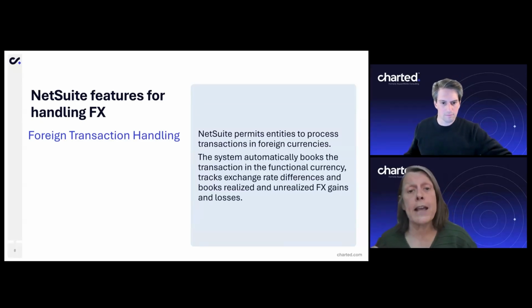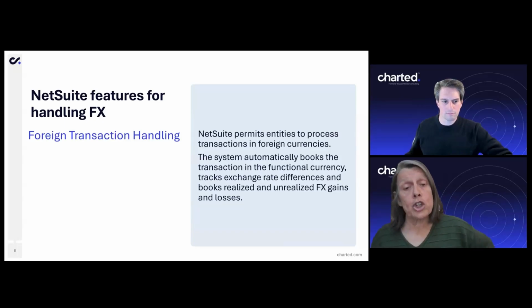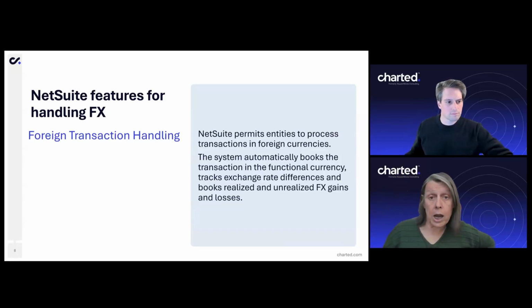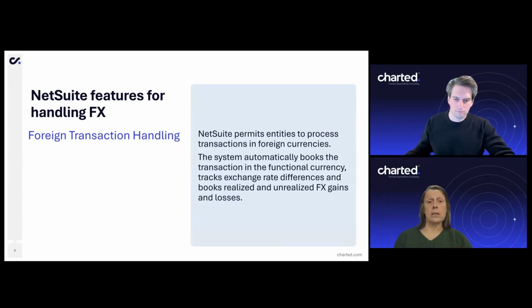And that difference, that $5, which happens to be a gain at this point, is going to go to the realized gain account, which is an account that lives below the line on your income statement. So the realized and unrealized FX gains and losses live in the other income and expense section of your income statement. So that is how it handles the difference.